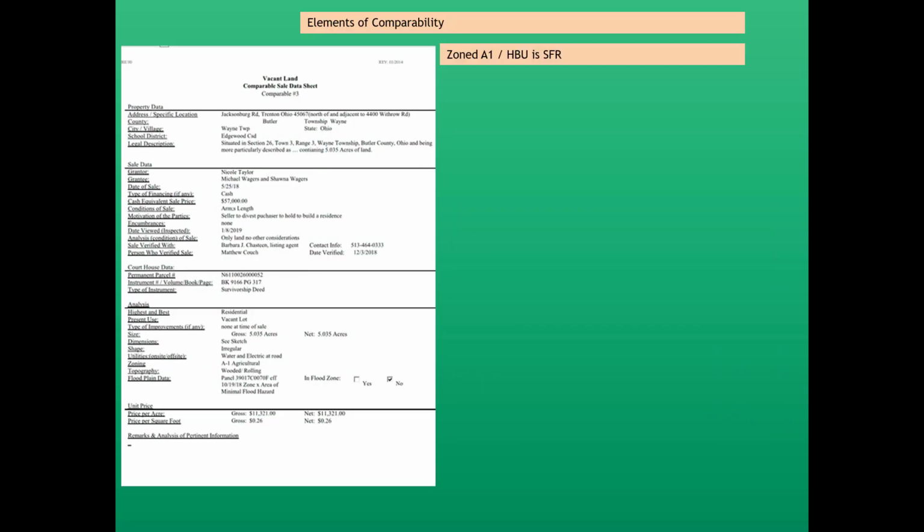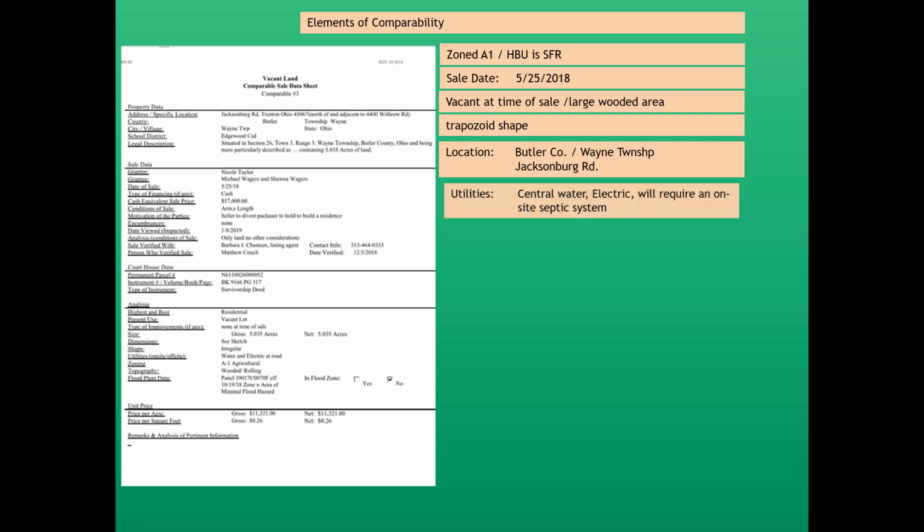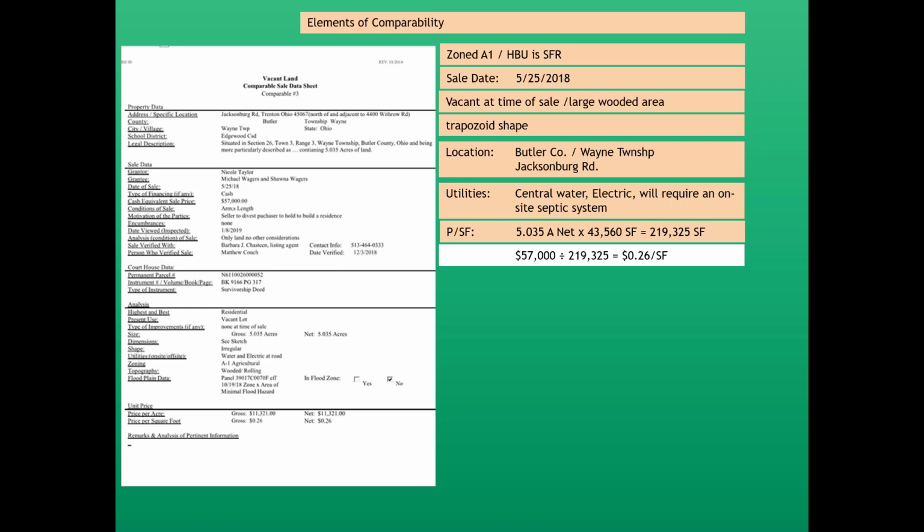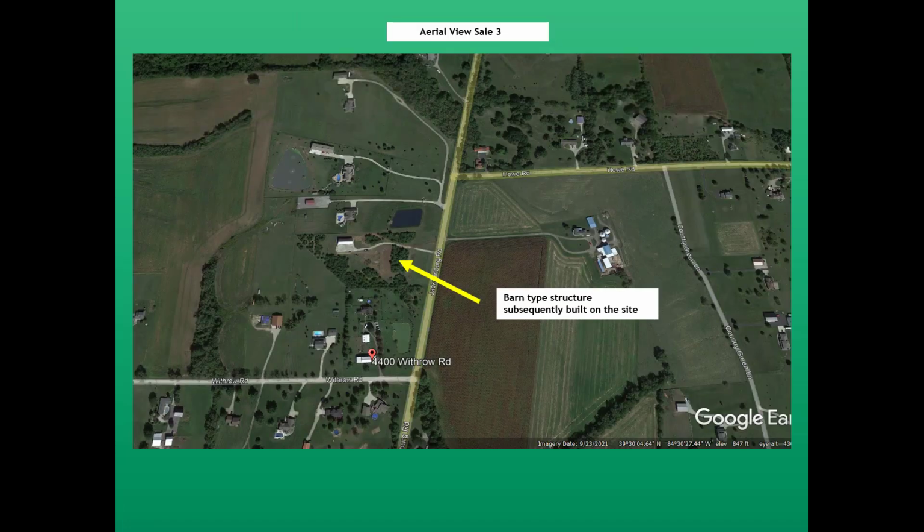And here is sale 3. Also zoned A1, highest and best use, single family residential. Sale date is May 25th, 2018. Vacant at time of sale, has a large wooded area on the property. It's a trapezoid shape. Its location is in Butler County, Wayne Township, off Jacksonburg Road. Utilities, central water, electric, and if it's developed, it will require an on-site septic system. Price per square foot is 26 cents a square foot. Price per acre is $11,320 an acre. Here's an aerial view of that property.